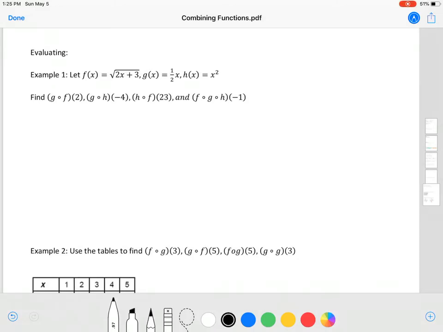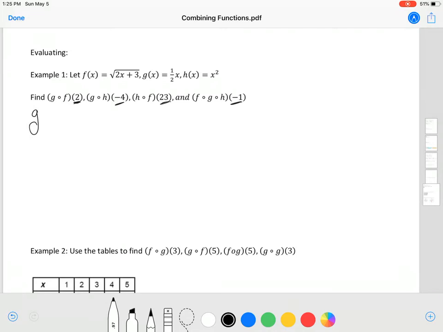In this video, we're going to talk about evaluating composition functions. So now instead of actually finding the composition function, we're going to plug in values and evaluate them. Notice now instead of having x's here, we have values here that we're going to plug in. So we have 4 parts to this example 1.